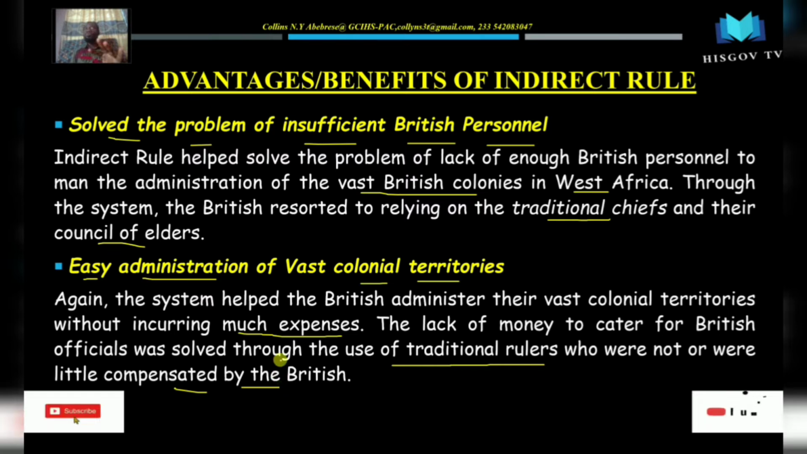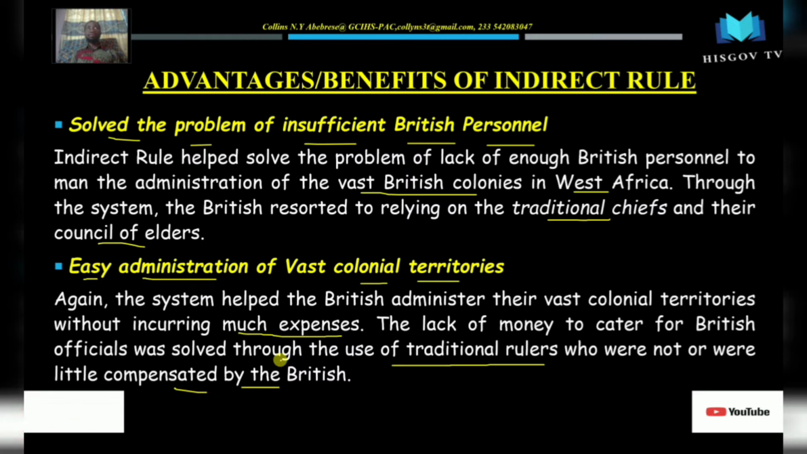So you also recall in our previous lesson that one of the reasons for the British introduction of the indirect rule policy was that they lacked the imperial fund. They lacked money, and so they didn't have enough money to pay for the salaries of administrators who may want to work in the British colonial administration. And so what happened was that they relied on the traditional chiefs, and these traditional chiefs were not paid.